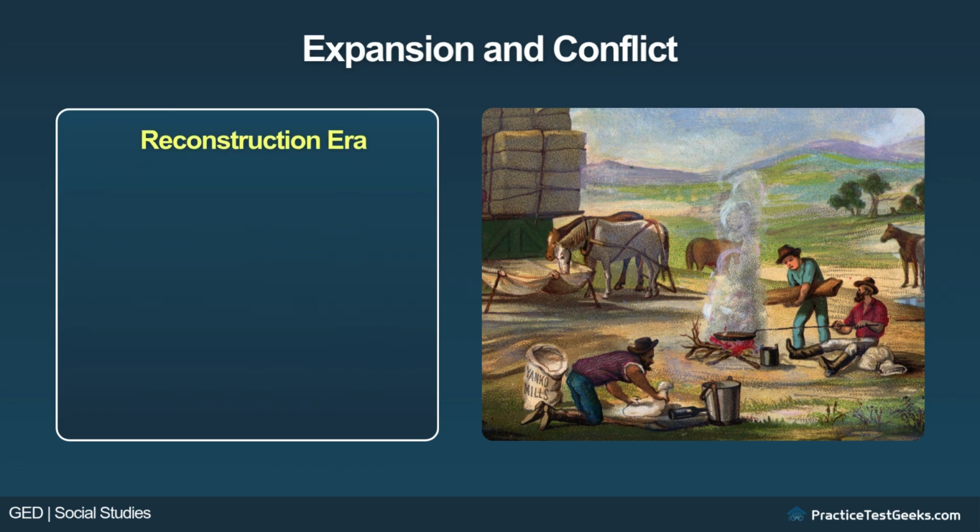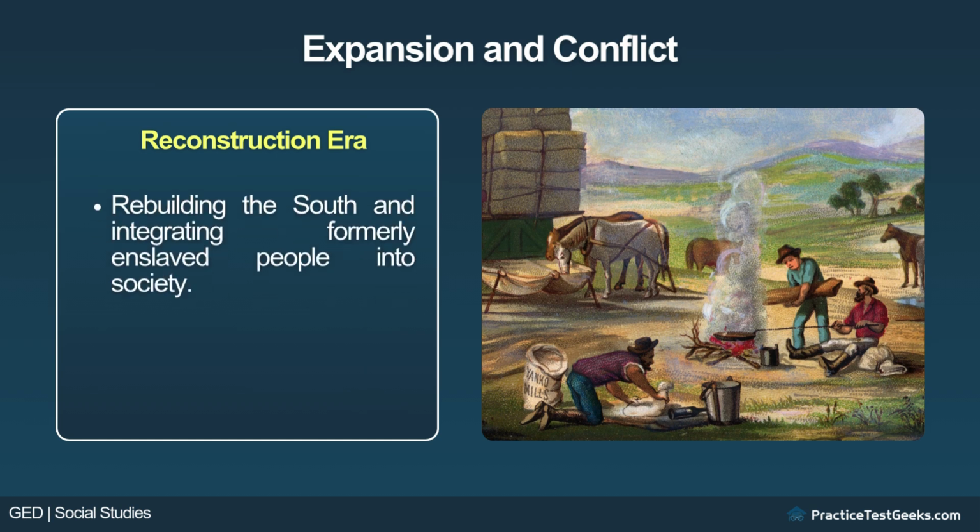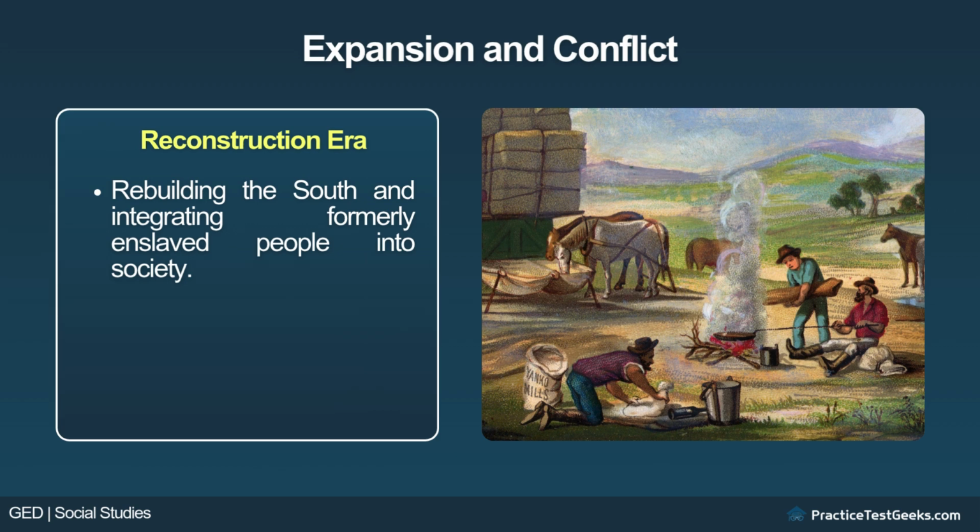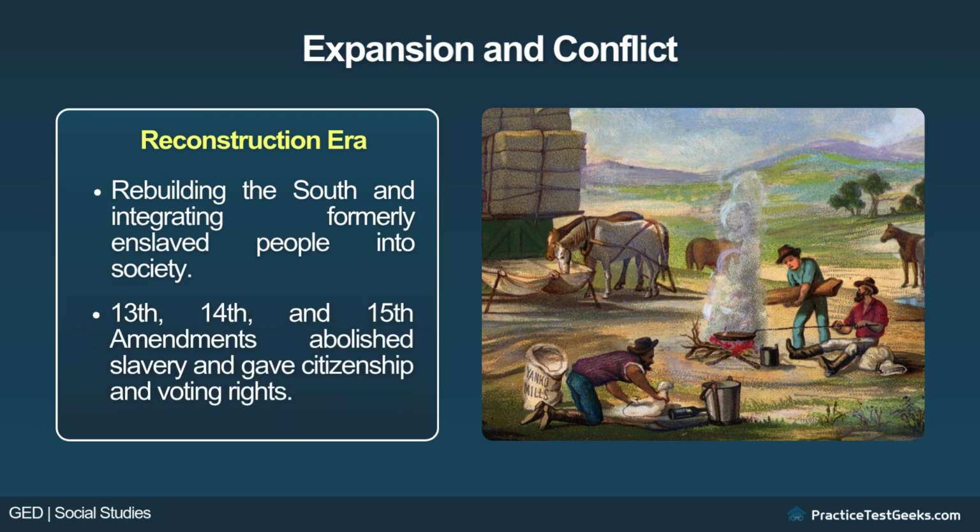The Reconstruction era, 1865 to 1877. After the war, the U.S. entered a period known as Reconstruction, aimed at rebuilding the South and integrating formerly enslaved people into society. Key changes included the 13th Amendment, which abolished slavery; the 14th Amendment, which granted citizenship to all people born in the U.S.; and the 15th Amendment, which gave African American men the right to vote. These constitutional changes were major steps towards civil rights, although challenges and inequality remained.